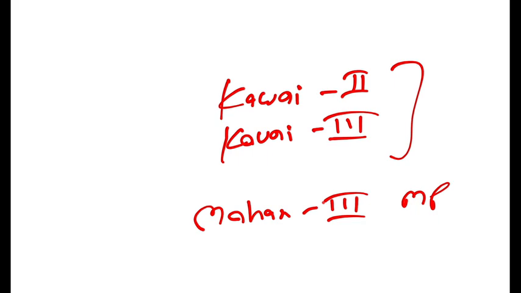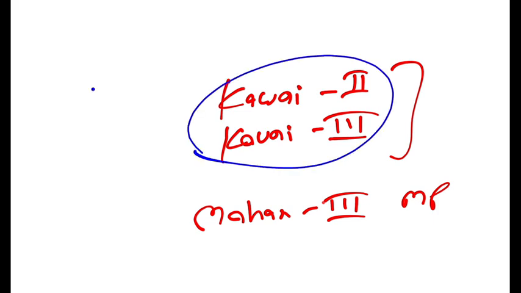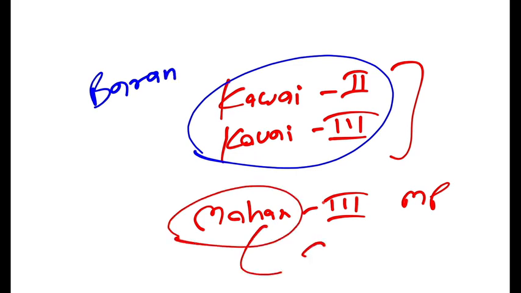Now, in which district are these projects coming up? The Kawai is located in Baran district of Rajasthan and Mahan is located in Singrauli district of Madhya Pradesh.